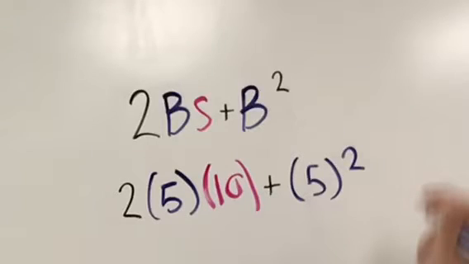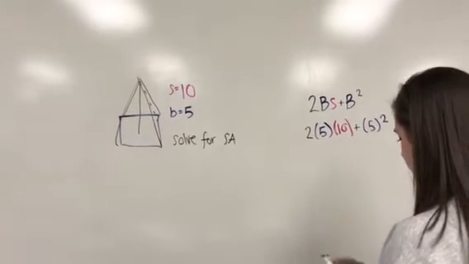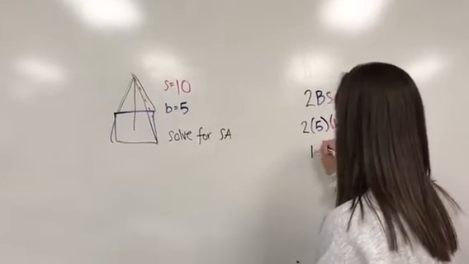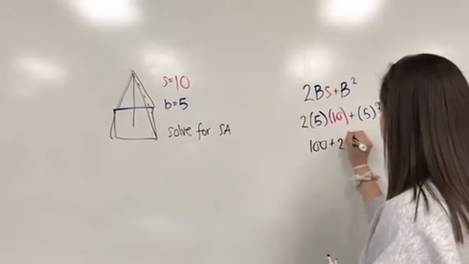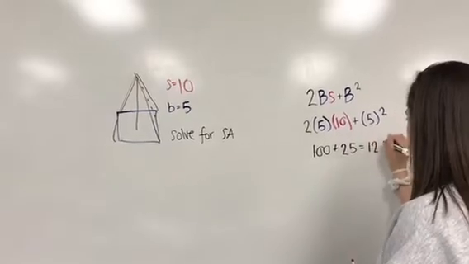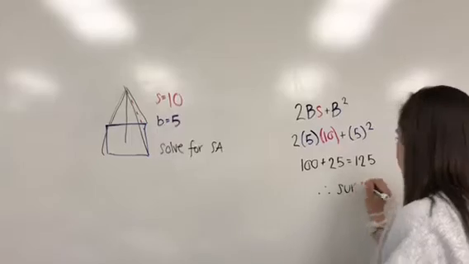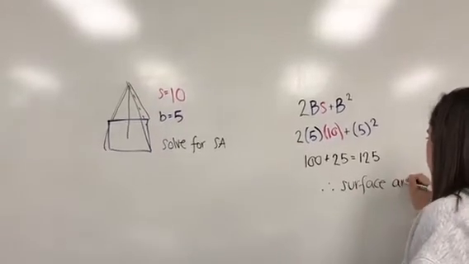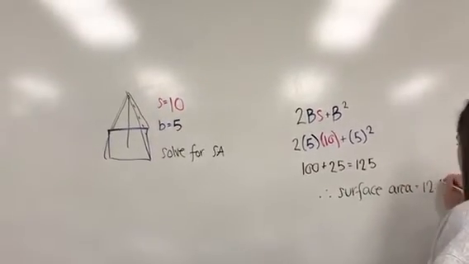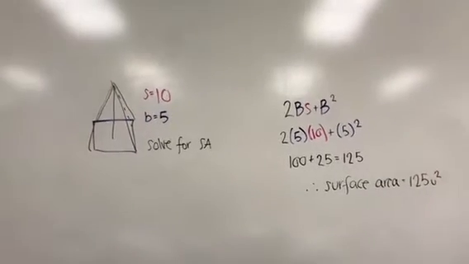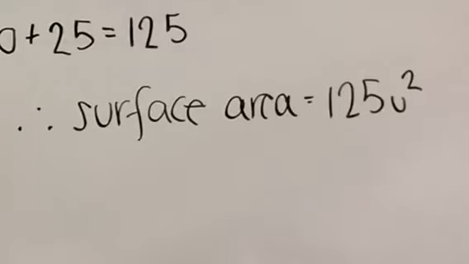We'll start off with a square pyramid with a slant height of 10 and a base length of 5. Brianna is going to set up the problem with our new formula for square pyramid surface area. Using the given dimensions, she substituted in the values for the slant height and the length of the base for the letters in the formula. Now all that's left to do is solve with a little bit of math. For our final answer, we got 125 units squared, because surface area is going to be in units squared.